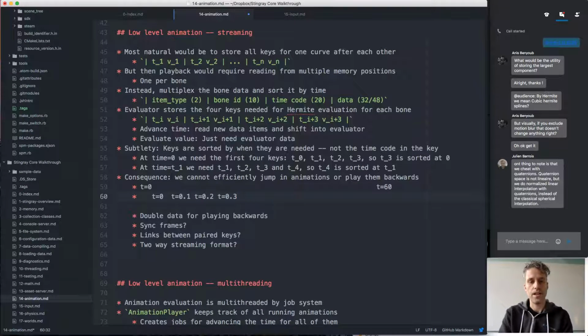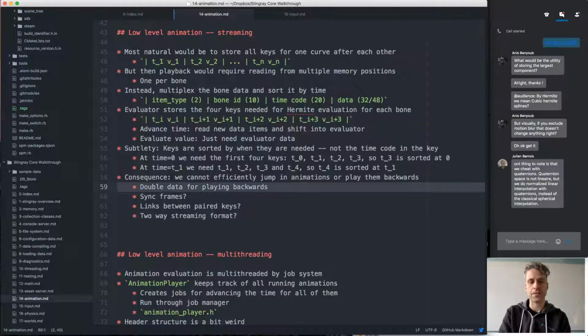So we don't know where in the animation stream data we will find these keys. If we need to jump forward to time 60, we don't know where that key might be stored in the data for all these different bones. The only way we can get to a specific time point is by playing through the animation, walking over all this data until we get to that particular point in time.